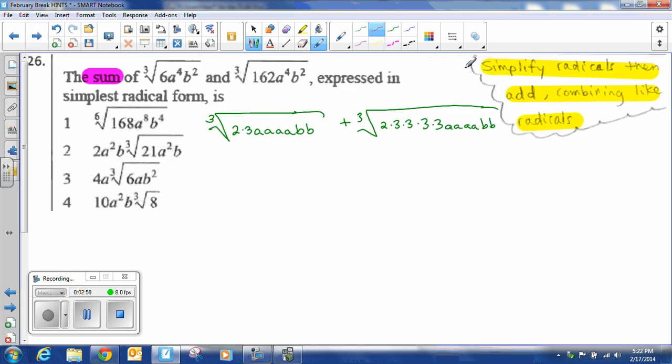Number 26, you want to combine like radicals. So here we're performing the sum of this cube root and this cube root. So I went ahead and wrote out the expanded form. Basically, we're writing out all the prime factors. So 2 times 3 times 4 a's times 2 b's. The cube root of 2 times 3 times 3 times 3 times 3 times these a's times these b's. Make sure you simplify the radicals carefully and combine like radicals.